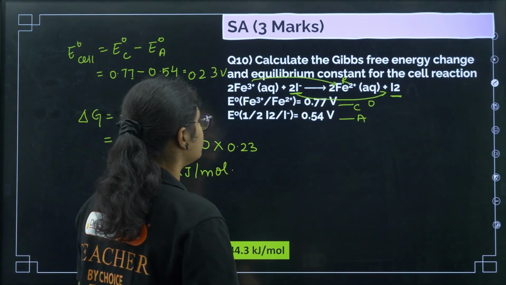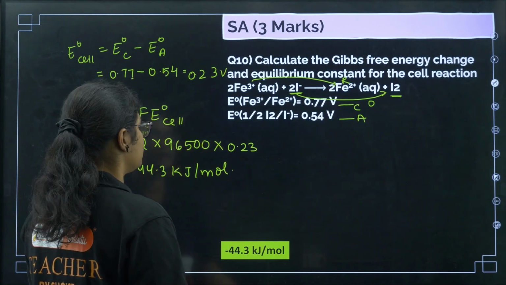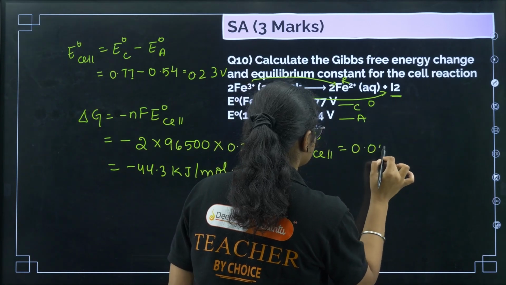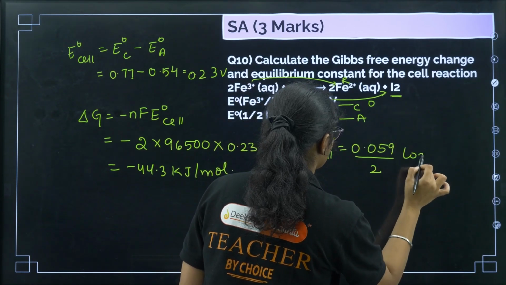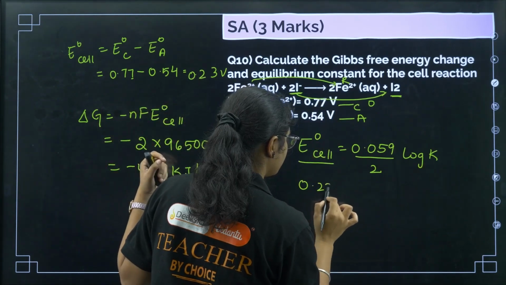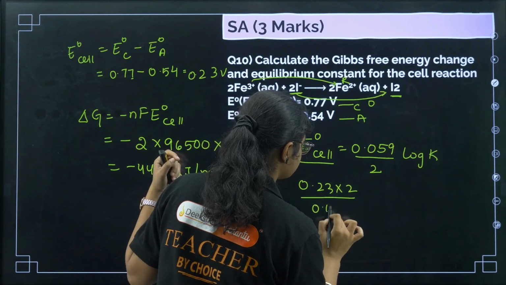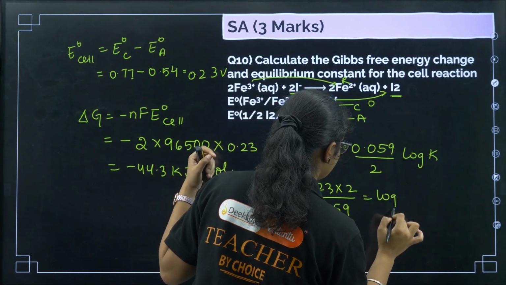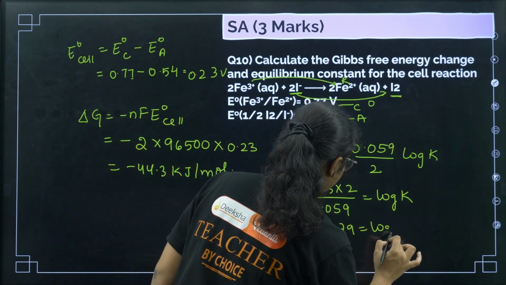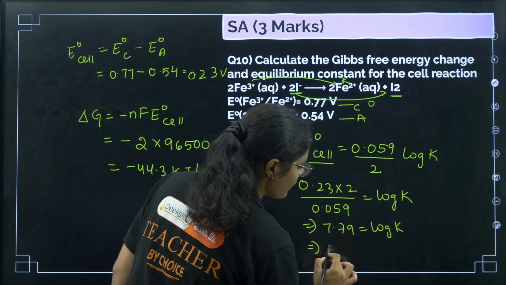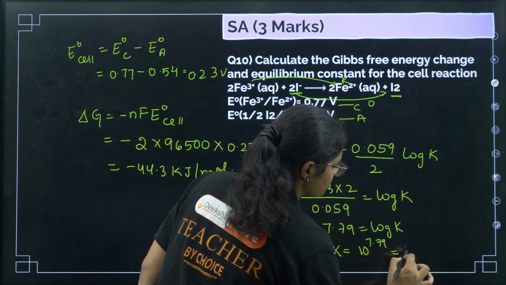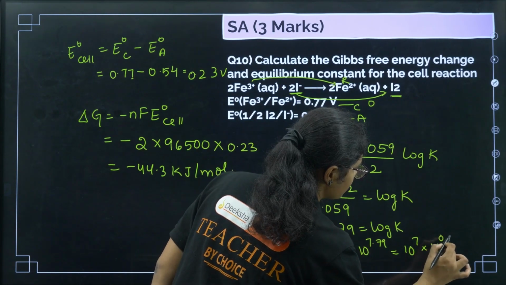Okay, next we also need to calculate the equilibrium constant. Here E naught of the cell is 0.059 by 2 log K. So E naught of the cell is already 0.23, into 2 divided by 0.059, is equal to log K. Once you solve this, you will get 7.79 as log K. Now for K you need to take the anti-log. So K is 10 to the power of 7.79, which equals 10 to the power of 7 into 10 to the power of 0.79.